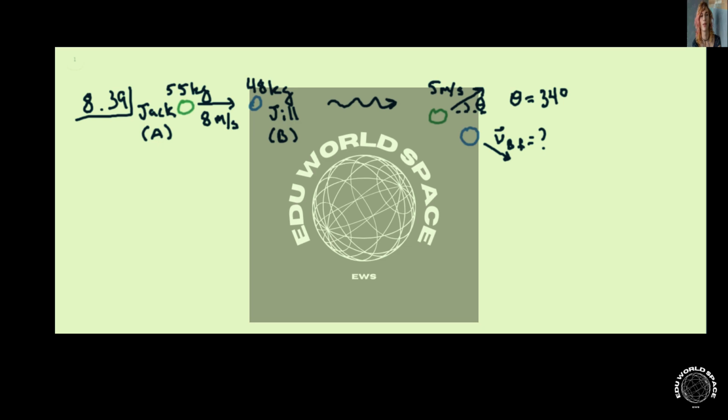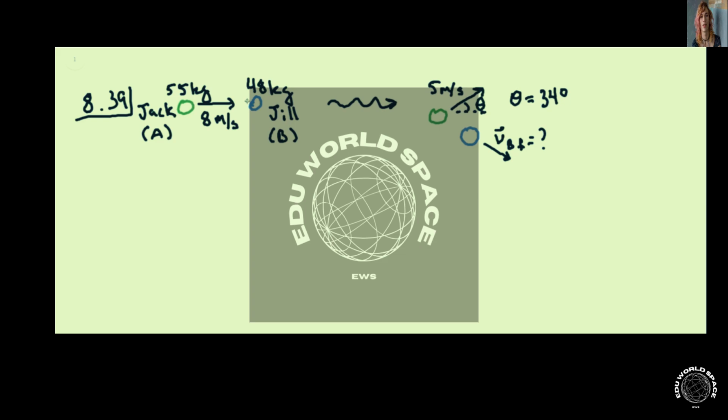Problem 8.39. We've got Jack and Jill, who apparently haven't learned anything about safety from their infamous hill adventure, on a frozen pond where we can neglect friction. Jack is sliding to the east towards Jill, who's stationary, and for this, since Jack and Jill both begin with J's, we're going to call them A and B.